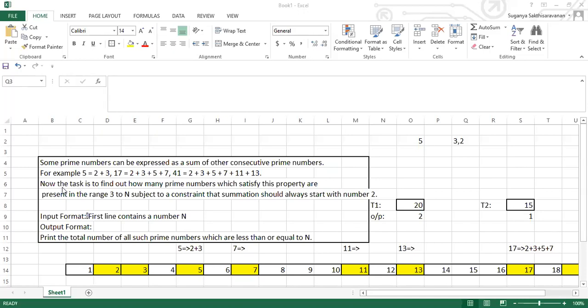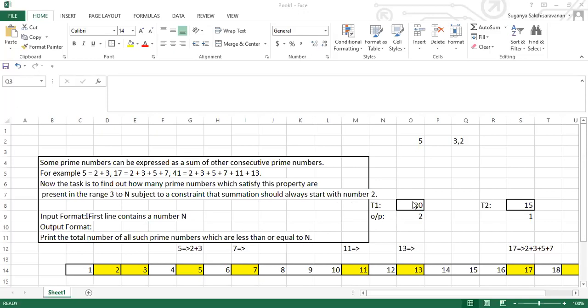So this is the task. Find out how many prime numbers which satisfy this property are present in the range of 3 to n, subject to the constraint that the summation should always start with the number 2. This is what they mentioned. And what we are supposed to print in the output is the total number of such prime numbers which are less than or equal to n.